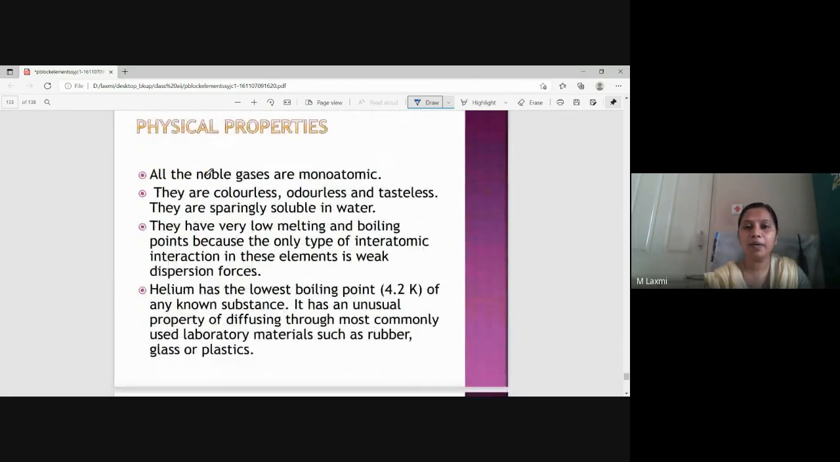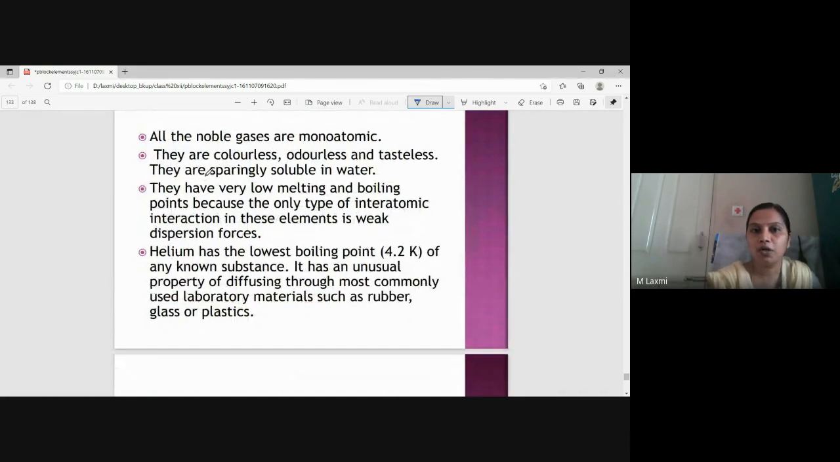What about the physical property? All the noble gases are monoatomic, not like nitrogen, oxygen, fluorine, etc. They are colorless, odorless, tasteless. They are less soluble in water, with low melting and boiling points because there is only one type of atom. These elements are held together by weak dispersion forces, so they have low boiling and low melting points. Helium's boiling point is the lowest, at 4.2 Kelvin.